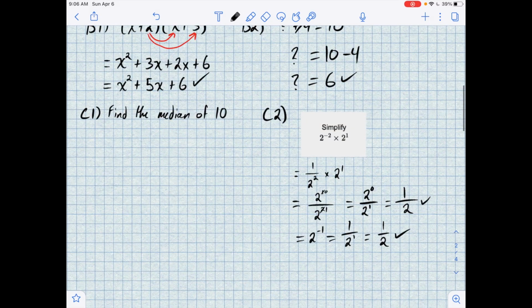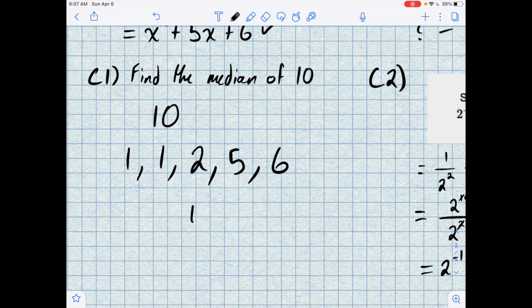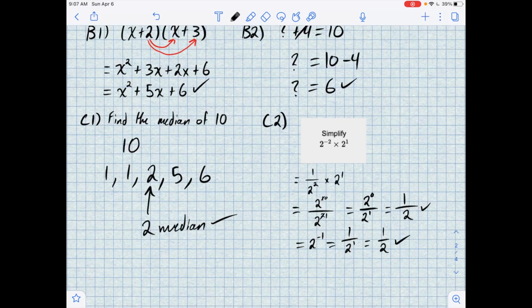Okay, so the one I can't do is C1. Find the median of 10. I'm actually just going to look at the answer. The answer is 10. What? I guess if you have a series and the only number in the series is this, then the median of the series would be that number, right? In the same way, if I had a series like 1, 1, 2, 5, 6, my median is 2. Okay, whatever. That question sucks.